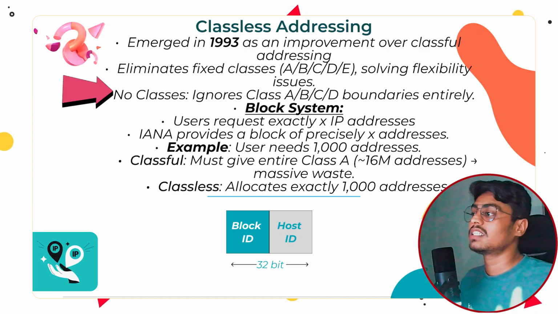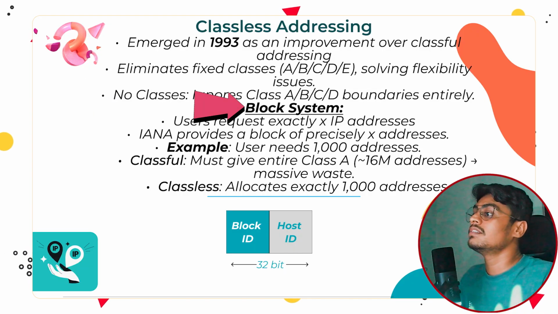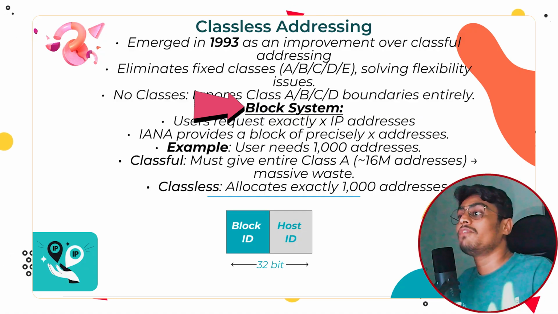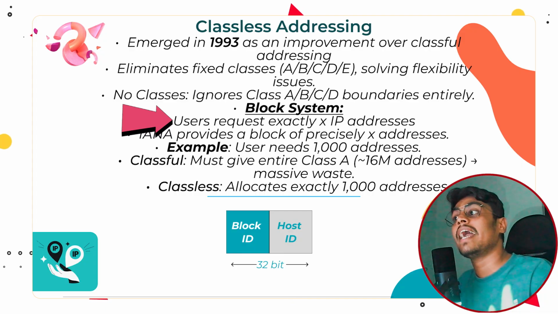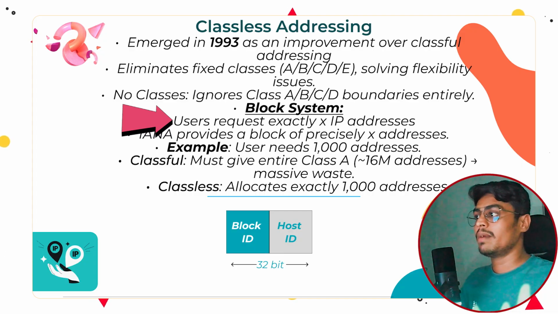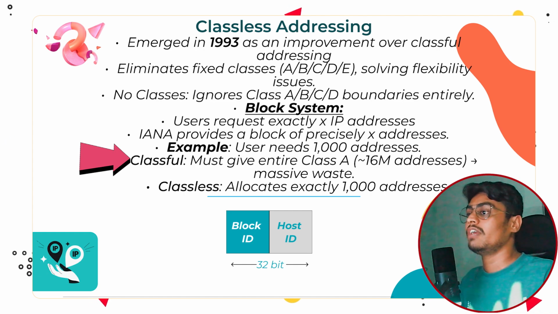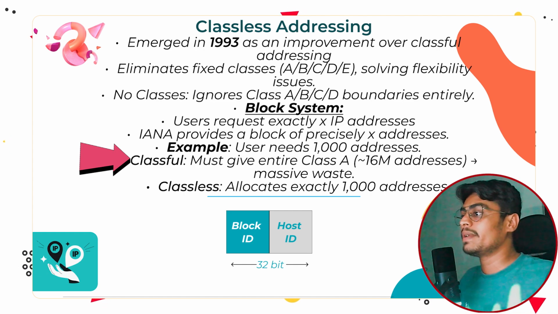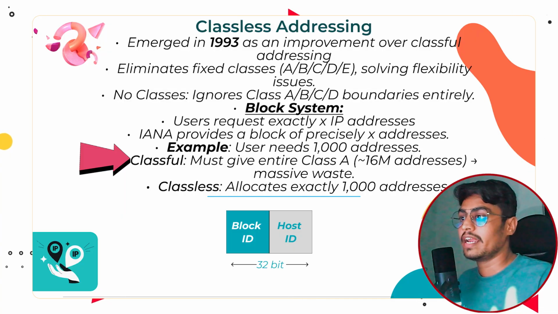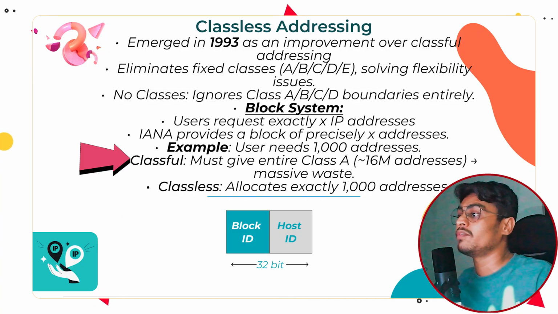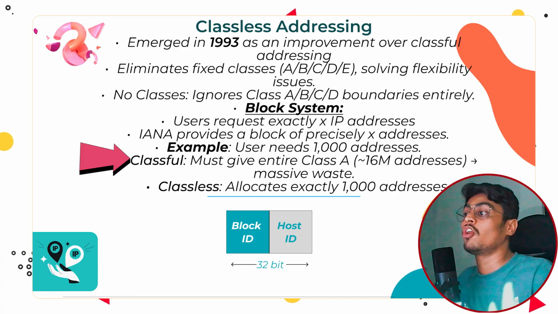Now, what is the system in classless addressing if there are no classes involved? Block system. Here the concept is of blocks. A block means if a user says that they want X amount of IP addresses, then I provide exactly X amount of IP addresses. Whatever the user demands, I provide that size of block. But in classful addressing, there's no flexibility for the user. If a user says they want 1000 IP addresses, there's no provision for exactly 1000 addresses. If I give a class A address, there are 1 crore addresses in that network. The user demanded only 1000, but I can't fulfill that exact demand if I am following classful addressing.